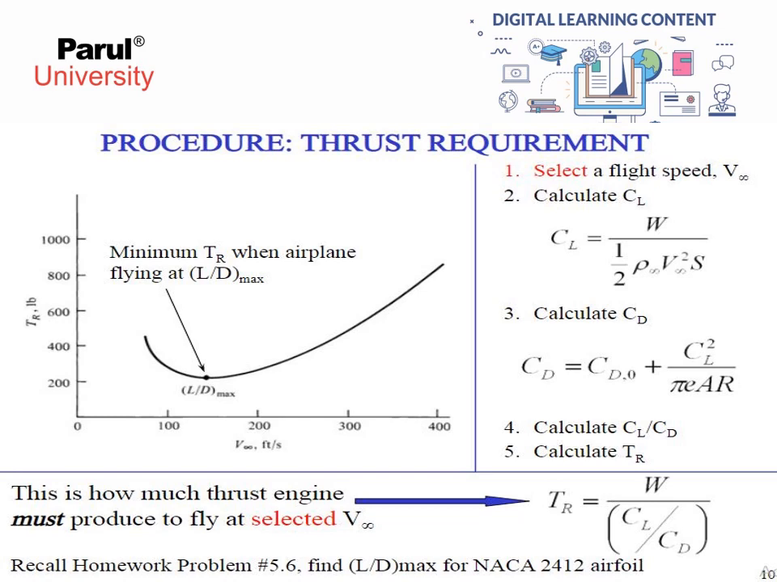Now, point 1 is select the flight speed V infinity and calculate CL, where CL is equal to W upon 1 upon 2 rho V squared S. Then calculate CD, where CD is equal to CD naught plus CL squared by pi e AR. Then calculate CL by CD, then calculate TR. TR is the thrust required. This is how much thrust the engine must produce to fly at a selected V infinity. Thrust required is equal to W upon CL by CD. Right? Recall homework problem 5.6. Find L by D max for NACA 2412 airfoils.